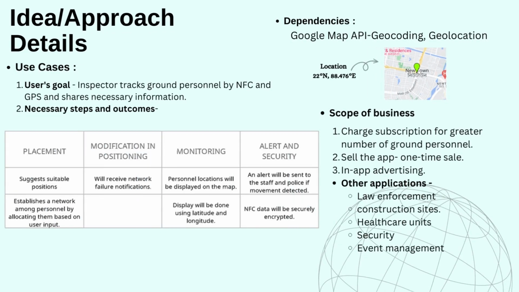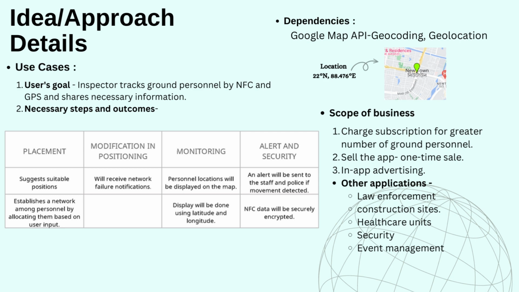Now comes the use cases. What are the use cases in our project? Our main user goal is that the inspector tracks ground personnel by NFC and GPS and shares necessary information. There are some necessary steps and outcomes, like placement. On entering how many personnel and where they need to be allocated, the app would suggest their suitable positions in such a way that a network among them can be established.